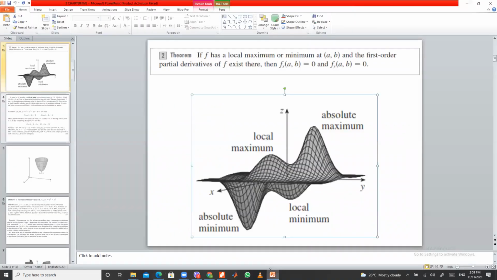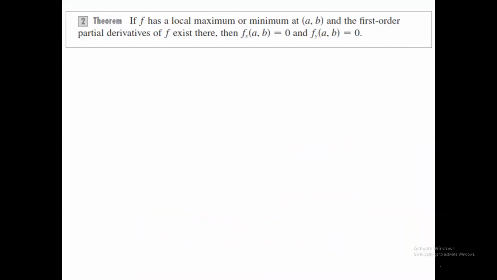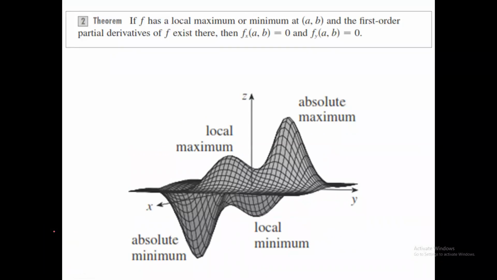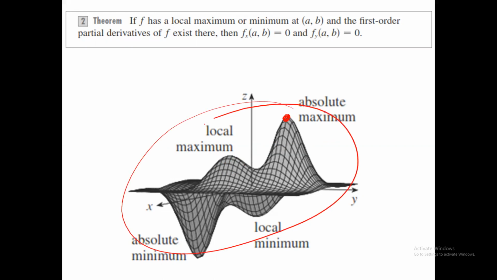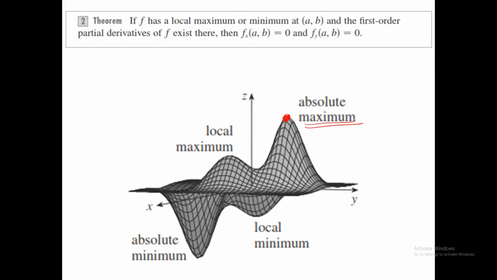Let me show you a graph here. Look, in this graph, what we have? Here we have these points, 1 and 2. We have these two points, which are maxima. Both are local maxima, because this is bigger than all of its neighbors, and it's also bigger than all of its neighbors. So which of these is the absolute maximum? We say for absolute maximum, it must be greater than all of the points in the domain. That means what's the highest point in this graph? This point is the highest point in the graph. Look, it's bigger than all. So that point is called absolute maximum.